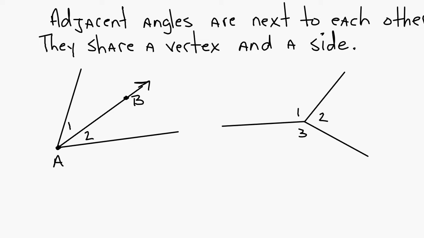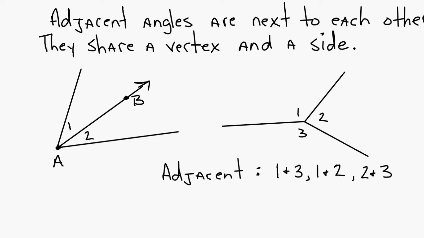Three angles in this picture, right? Give me a pair of adjacent angles in this picture. 1 and what? 3. 1 and 3 are adjacent. Good. 1 and what? 2 are adjacent. Good. 2 and 3 are adjacent as well. Okay? Next to each other. Share a vertex. Share a side.